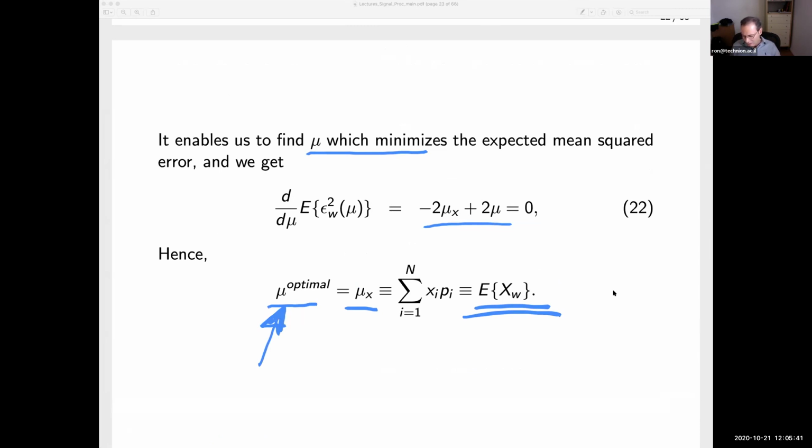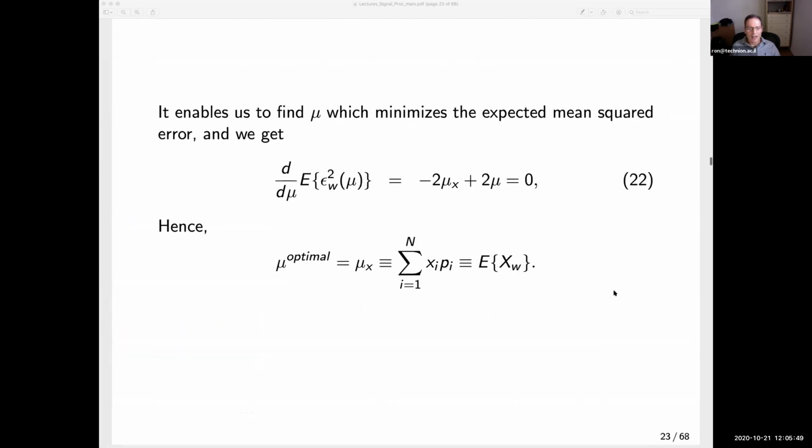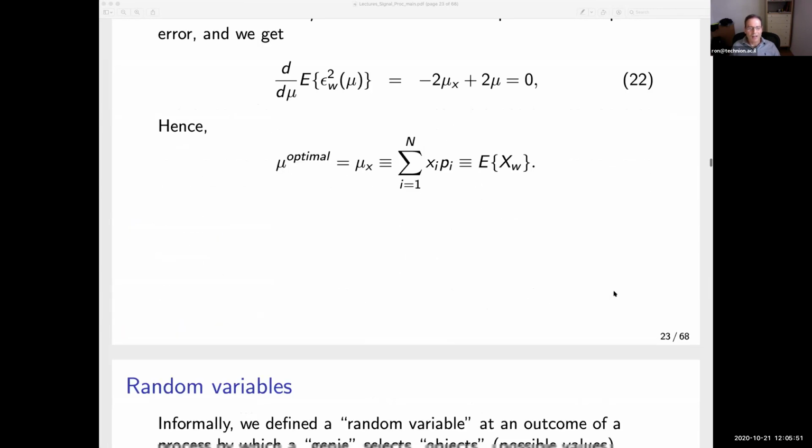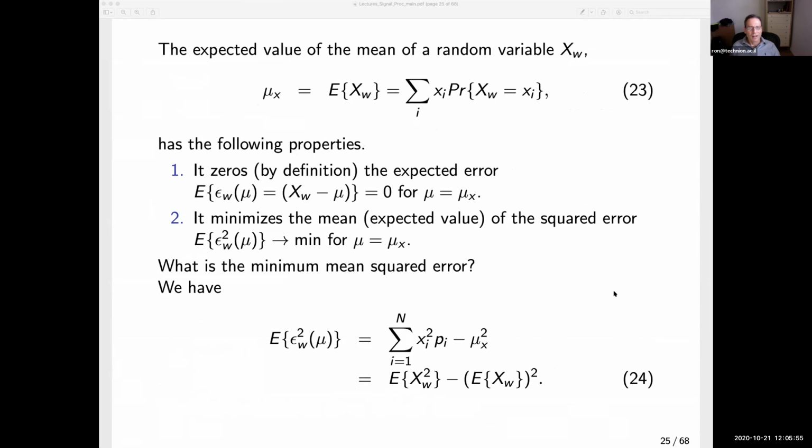And now the question is, what would happen if I plug it into this error? If now I plug it into this error, what I would basically get is this equation, here at the bottom.